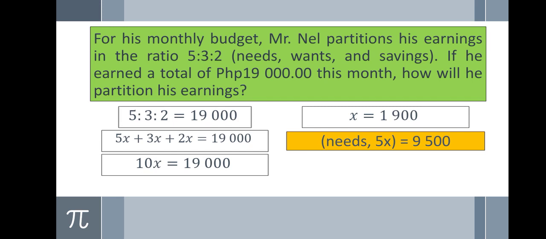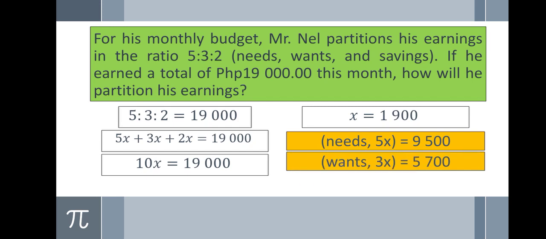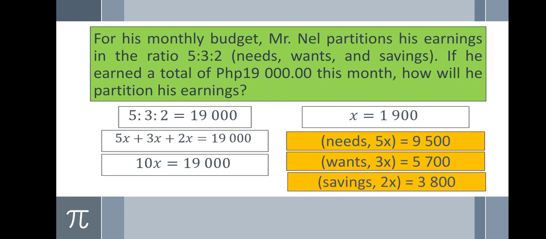Needs again is 5x, and 5 times 1,900 is 9,500. For the wants, we have 3x. 3 times 1,900 is 5,700. And for the savings, that is 2x. 2 times 1,900 is 3,800. So these are the following partition for his earnings: needs, 9,500; wants, 5,700; savings, 3,800. When we add these three numbers, we will get 19,000.